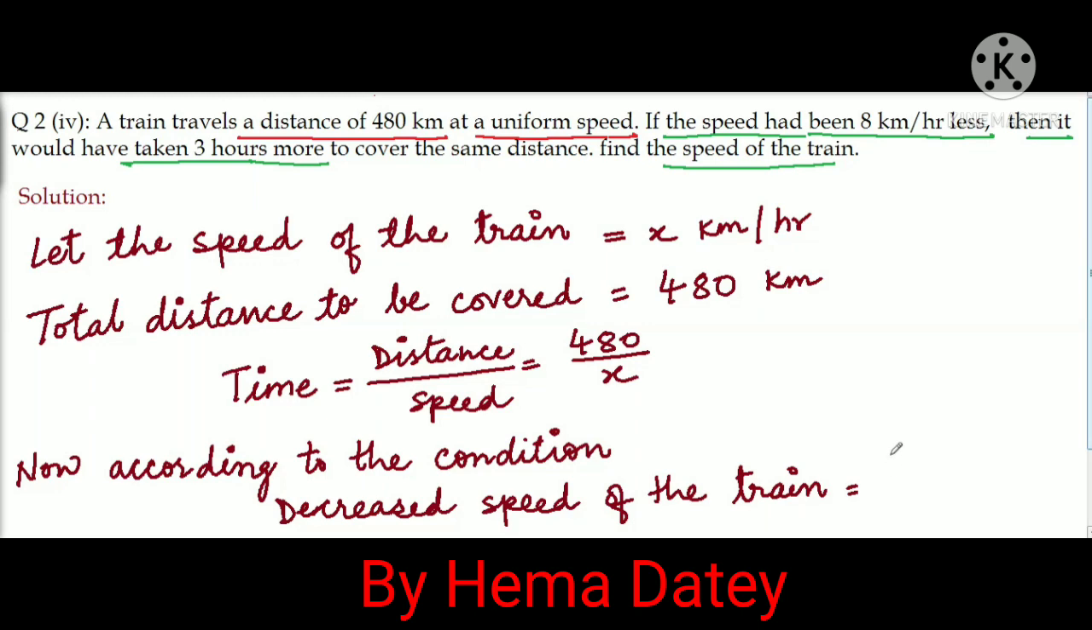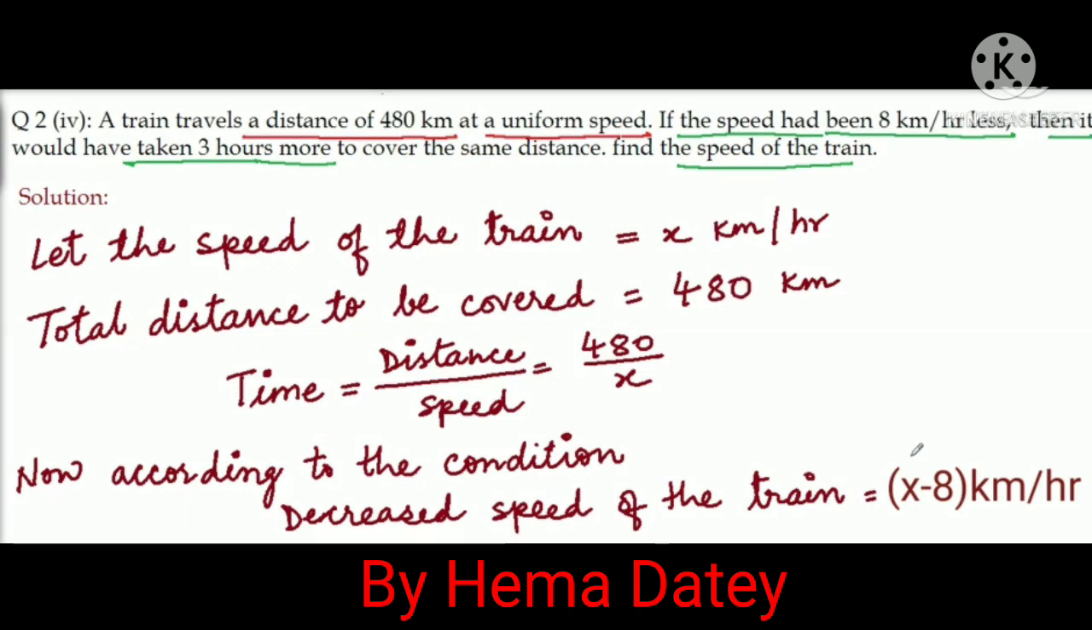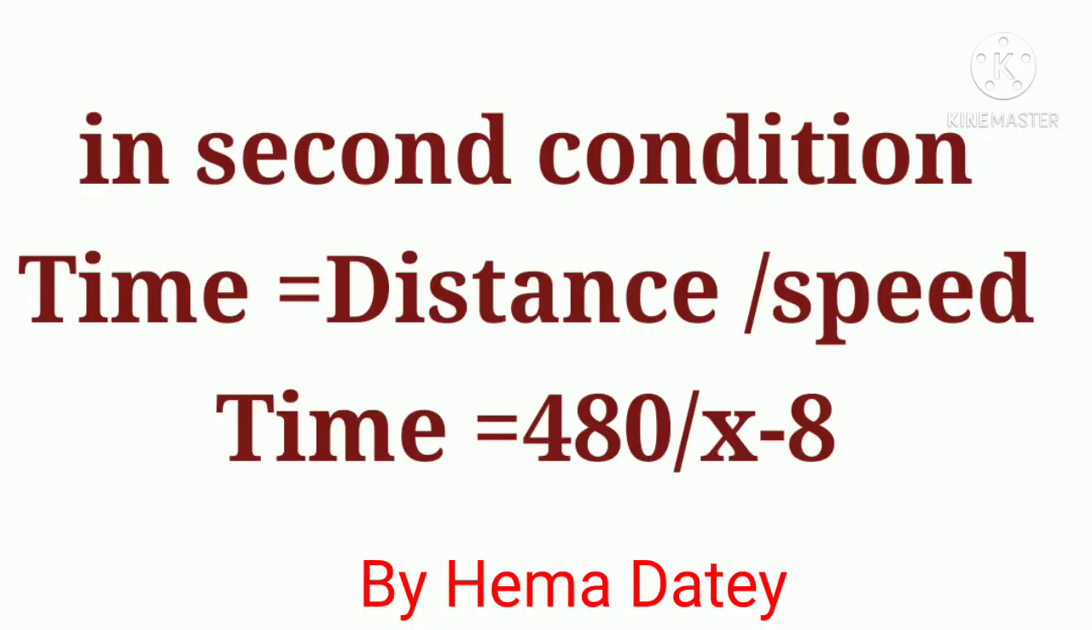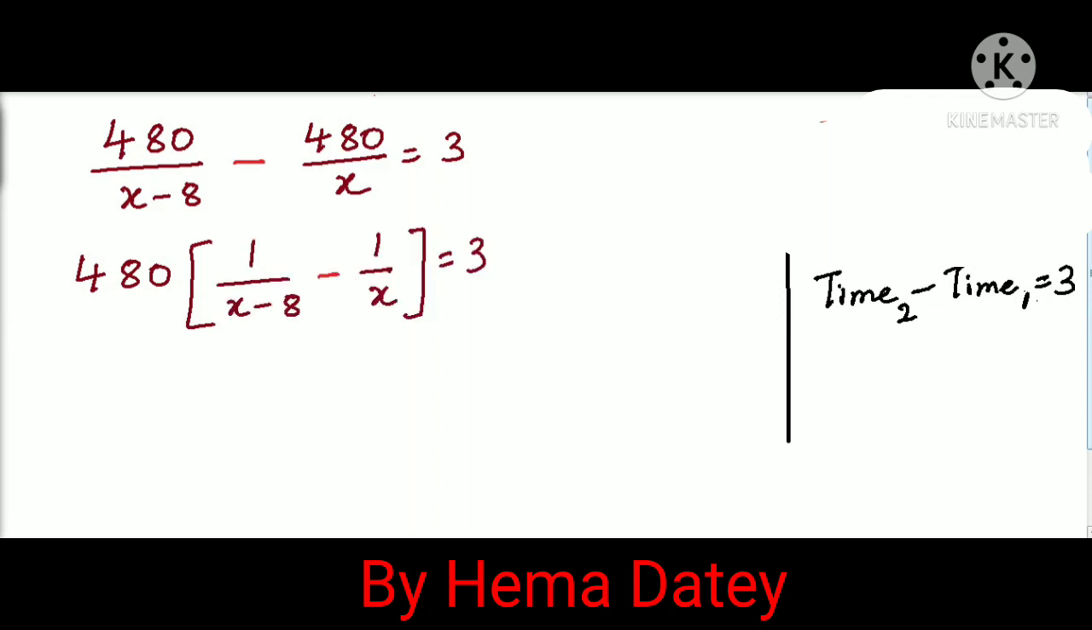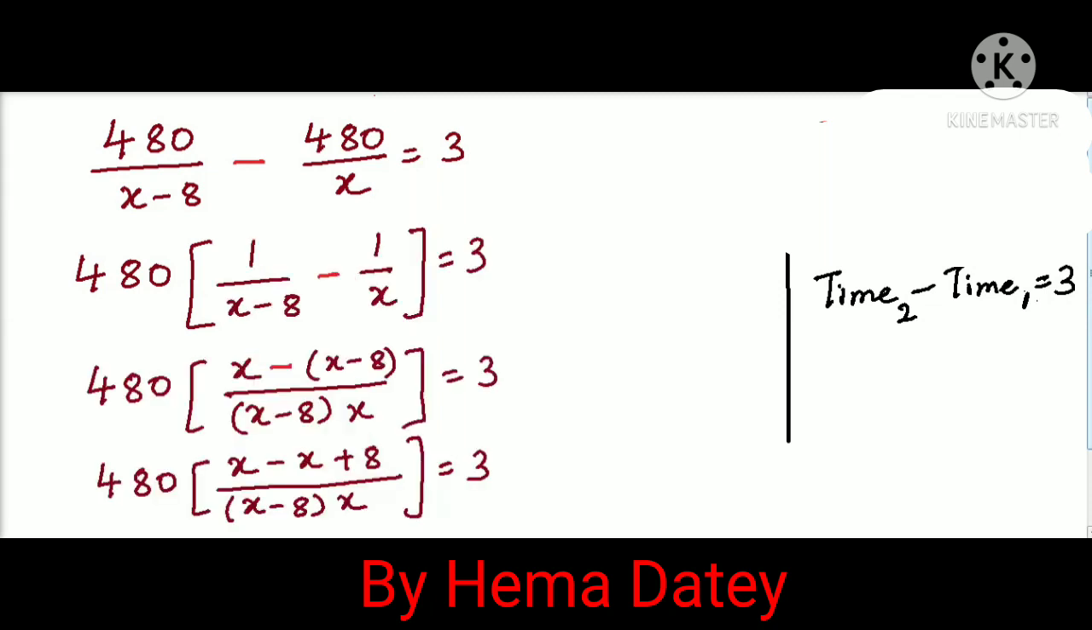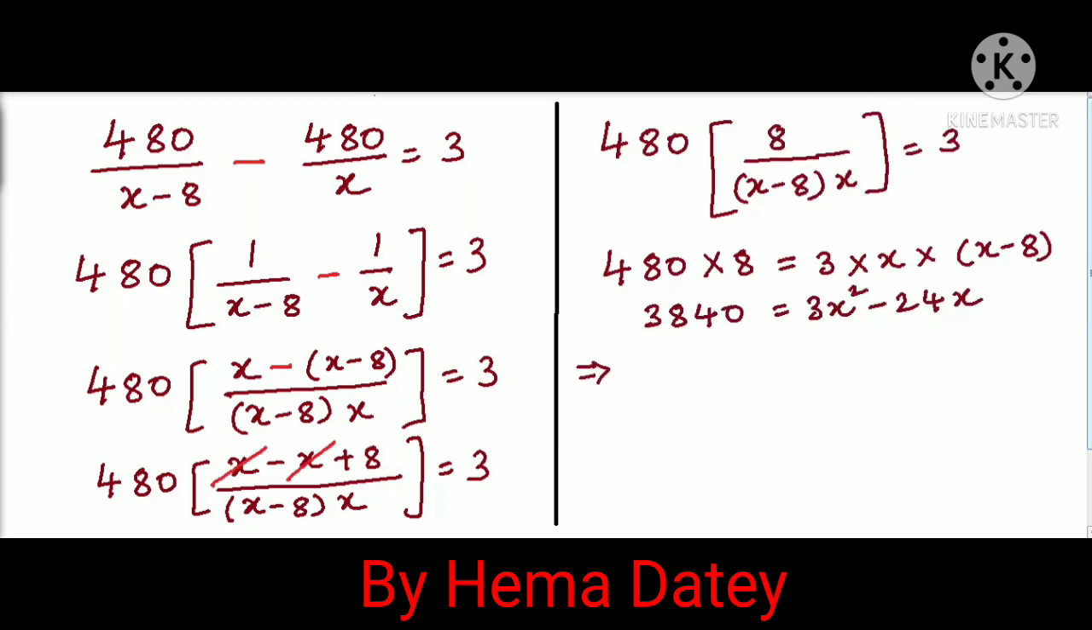Speed in the second case is x minus 8 km per hour. In the second condition, time is equal to distance upon speed. Distance is the same 480 but the speed is x minus 8. So the time will be 480 upon x minus 8. In the second case, speed is less, so time will be more. So time 2 minus time 1 is equal to 3 hours. We'll put the values and solve to get a quadratic equation.